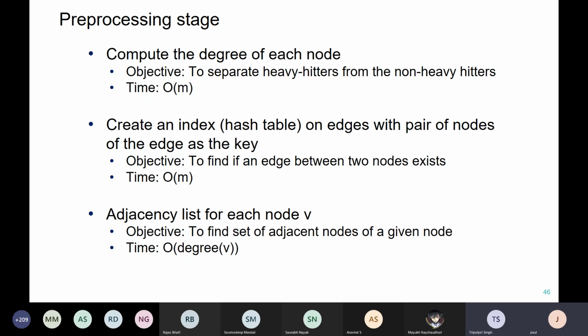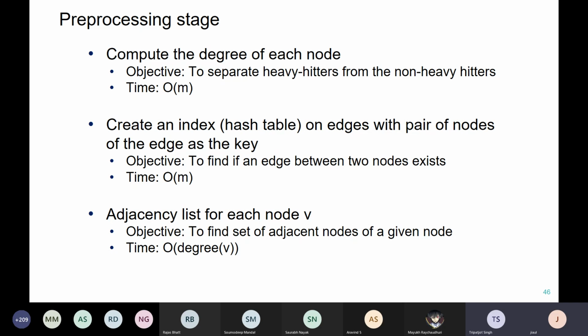And why do we want to do this? Because we want to separate heavy hitter nodes from the non-heavy hitter nodes. Because there are m edges in the graph, we can achieve this in order of m time complexity. That's the first thing. So that will help us separate out heavy hitters from the non-heavy hitter nodes.